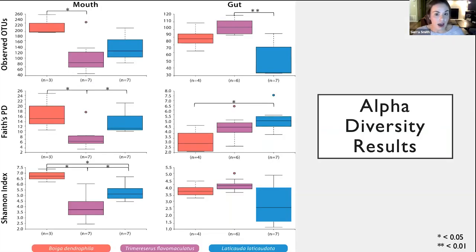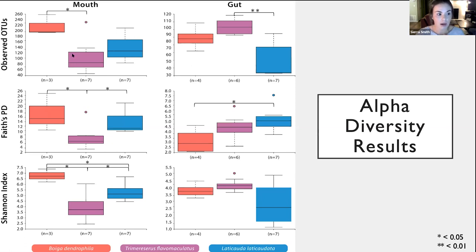So these are the alpha diversity results. Just a reminder, alpha diversity is within host species diversity. There are a few different metrics you can use. I used observed OTUs, which is just the number of OTUs, which again correlates to the certain microbes that are in the sample.